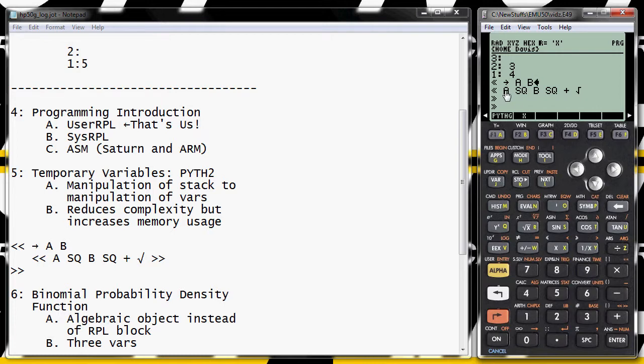So A is 3, B is 4. We're going to square A to 9. We're going to square B to 16. We're going to add 9 and 16 together. That's 25. The square root of 25 is 5. And that's the end of the program. So enter the address on the stack.